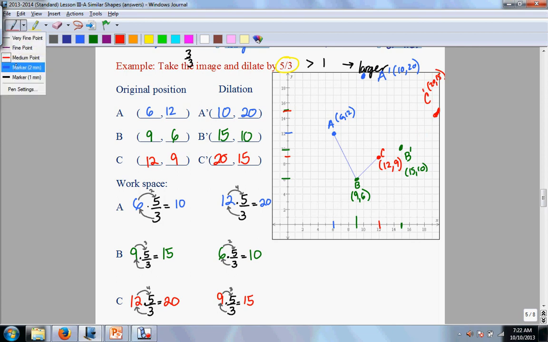Now, connect these. When you connect them, you should see two things. One, it should be the same shape, but just a different size. Same shape, but just a different size, which it is. It's a larger size, and we knew it was going to be larger because our scale factor was bigger than 1.